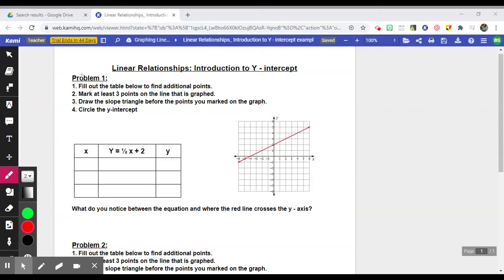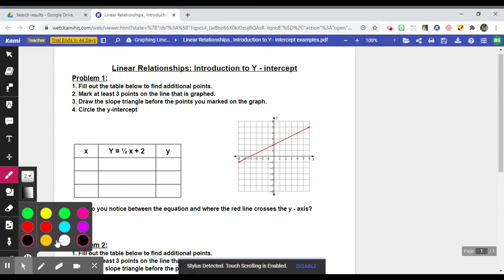Hello, in this particular video, we're going to follow our 4 steps that we have. So step number 1, fill out the table below to find additional point values. Looking at the title today, we are discovering our introduction to our Y-intercept value, and we're going to do so by following the 4 steps like I just said. First, we're going to fill out the table below to find additional points.